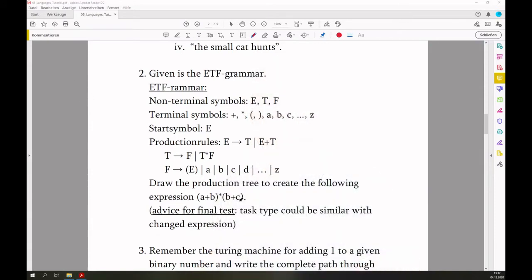Given is the ETF grammar. This ETF grammar is defined by ETF with terminal symbols plus, multiplication sign, parentheses open and close, and A, B, C. Symbol E is the starting symbol, so that we start with E, and then you have the classic ETF grammar here. Draw the production tree to create the following expression: A plus B in braces times B plus C in braces. So this means we cannot change the order here.